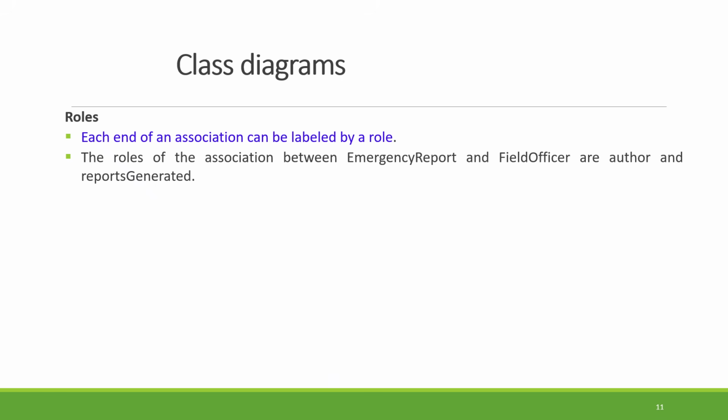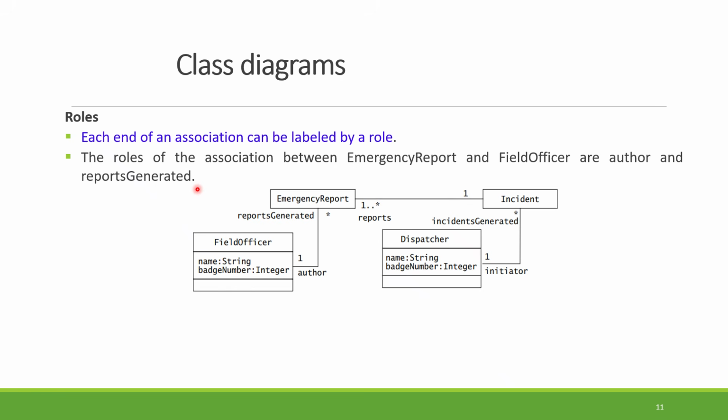So what is the role of the association in the class? Each end of the association can be labeled by a role. The roles of the association between emergency report and field officer are author and report generated. Which author generated what kind of reports, or how many reports? So the numberings 1 to star, or 1 to n, indicate multipliers, meaning how many authors and how many reports are generated. So the report is generated, and it will be sent to whom? On what scenario are we talking about it? The roles of the association between emergency report and field officer are author and report generated.